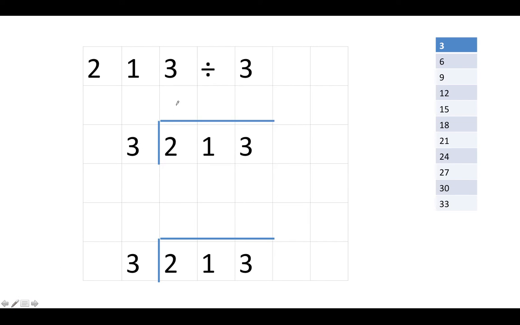How many 3's in 2? None, but we can't ignore the 2. We just move it along and put it in front of the next digit along. How many 3's in 21? 7. How many 3's in 3?